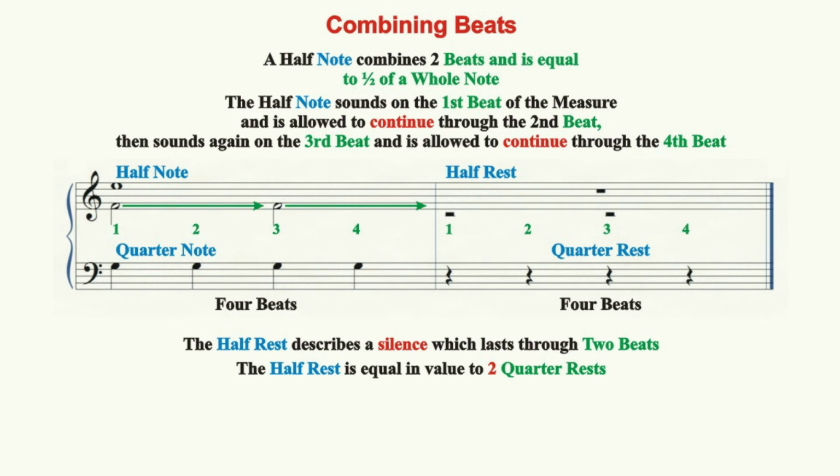Like the half note, the half rest is equal to 2 quarter notes and tells the musician to remain silent beginning on the first beat and continue that silence through the second beat. The symbol for the half rest appears as a solid rectangle that sits above a staff line.